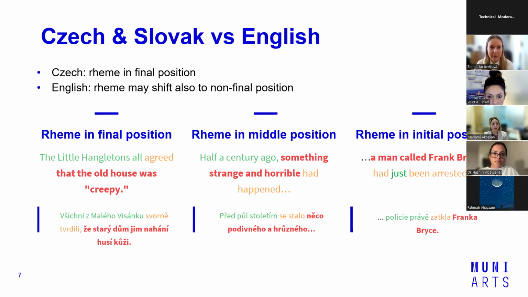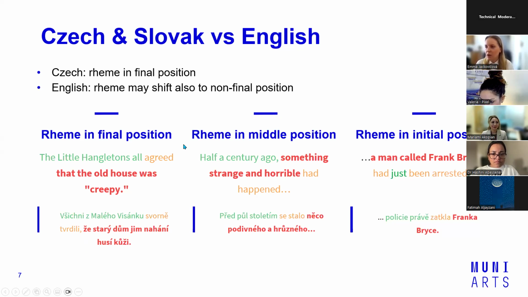Here again are some examples of how the same message can position the rheme differently in English and Czech. On your left, you can see the rheme in final position in the English text. You haven't seen this sentence yet, so let's take a look at it. The little Hangletons all agreed that the old house was creepy. As you can see, the rheme is also at the end of the sentence in the Czech version. Že starý dům jim nahání husí kůži.